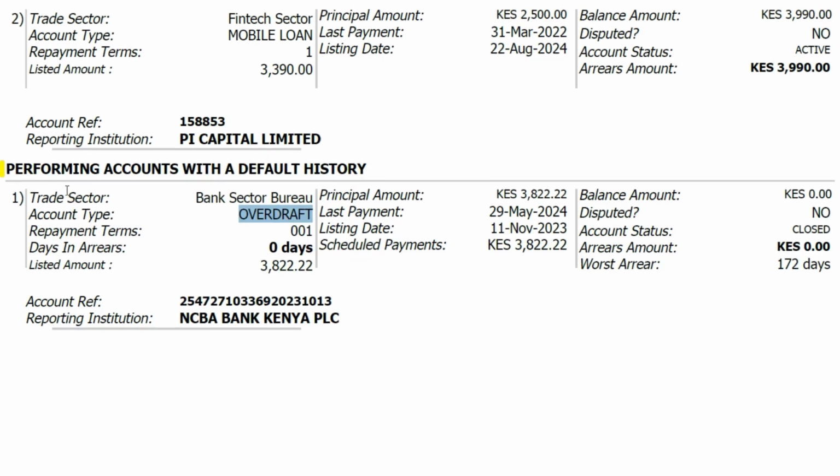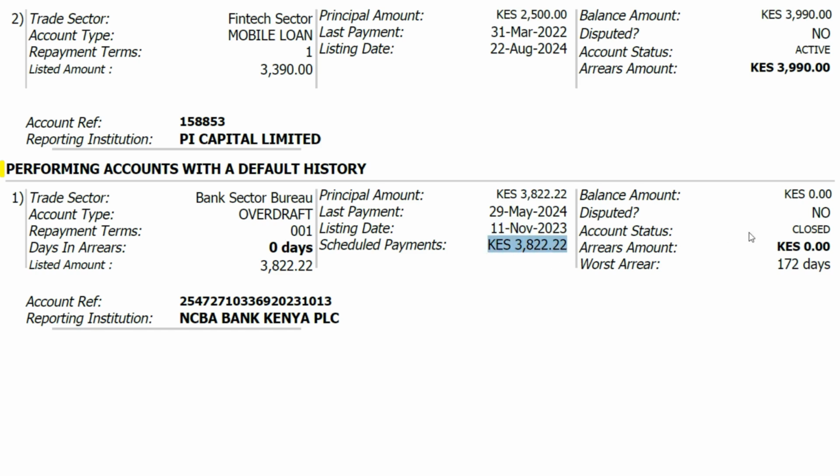Next, let's go to the performing account with the default history. Now, when we talk of performing account with the default history, as I had stated earlier, these are accounts that once defaulted, they were listed, but the owner made the repayment and therefore the accounts were closed. So as you can see, this person had an overdraft of 3,822.22. This is the time the last payment was made. This was the principal amount, and this was the listing date, and the scheduled repayment was this.